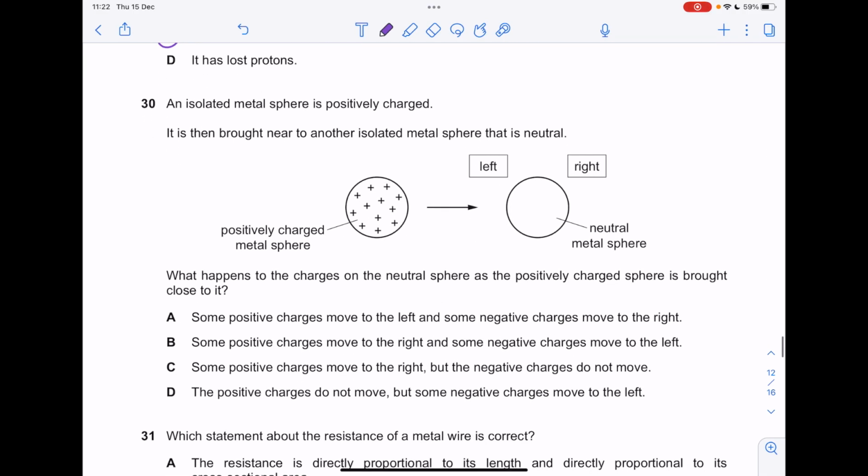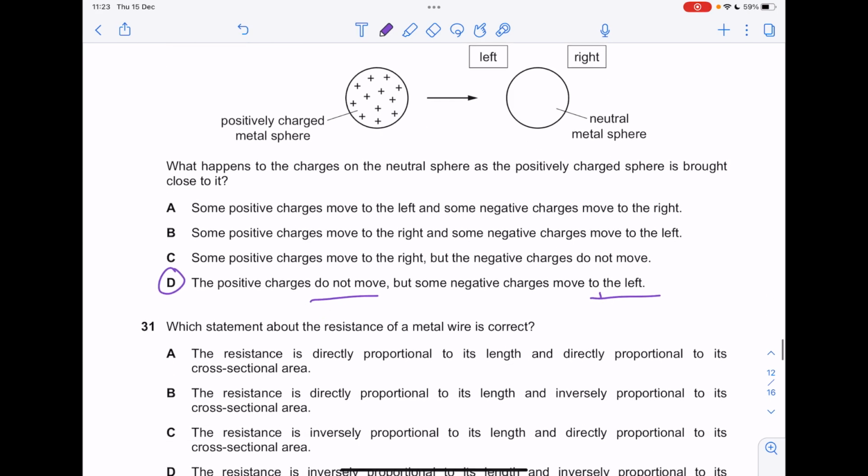An isolated metal sphere is positively charged. It is then brought near to another isolated metal sphere that is neutral. What happens to the charges on the neutral sphere as the positive charged sphere is brought close to it? Now, the positive charges can't move. Remember, I said it was all about negativity moving, but they'll be moving to the left where they'll be attracted. So the answer here is D, because the positive charges do not move, the negative charges move to the left.